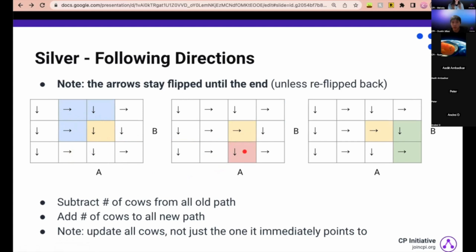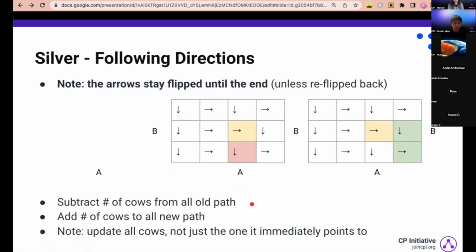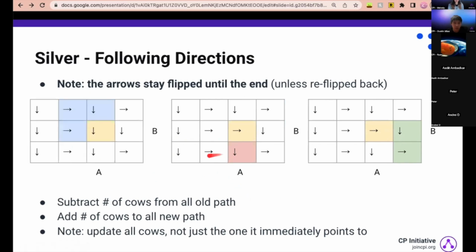So if we were to directly get the initial value of the number of cows affected, we would get the wrong answer, because the number of cows affected has been changed. So we actually need to update everything from this yellow cow, everything from its old path, and everything from its new path.